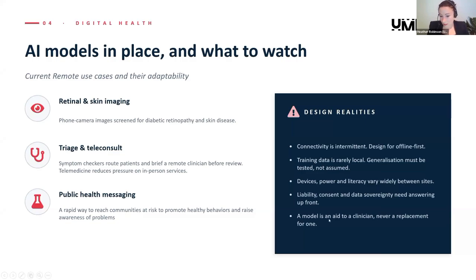And it's still the case really that models should support clinicians and they should not replace them. But in the context of some of these remote apps and tools, it may be the only interaction with medical advice that that person is having.